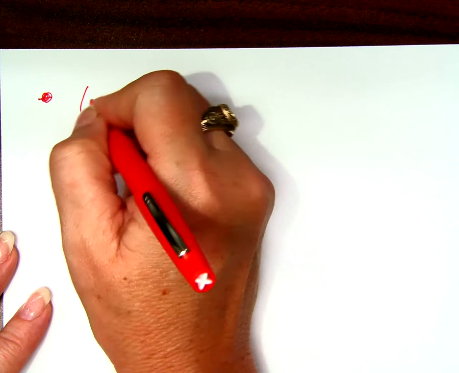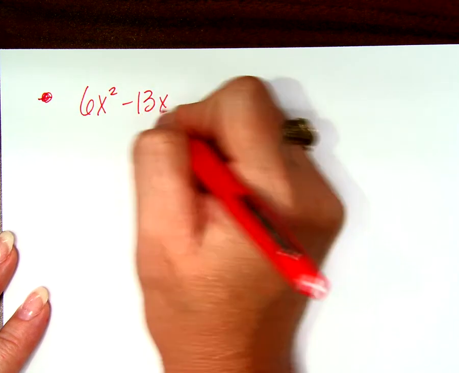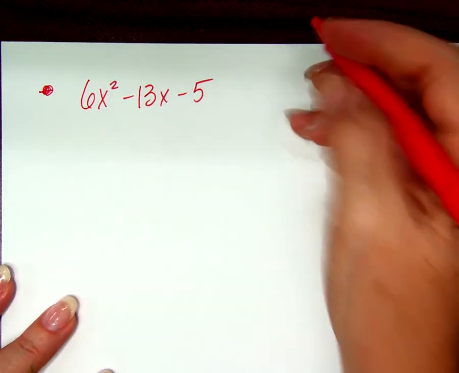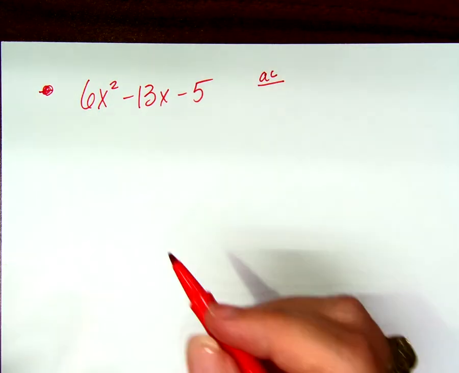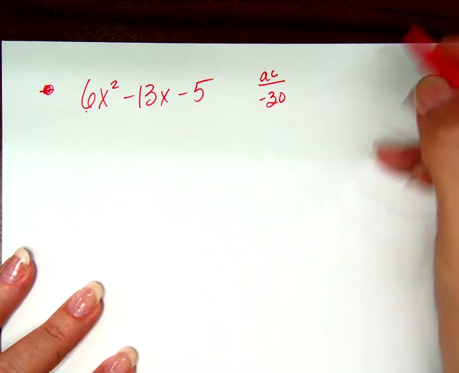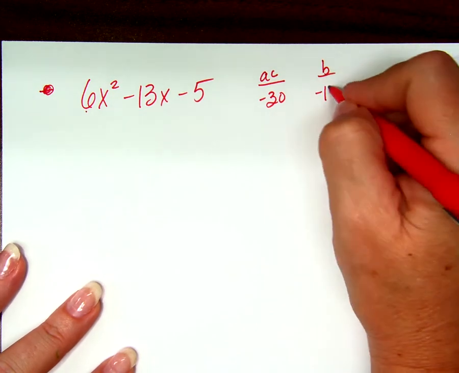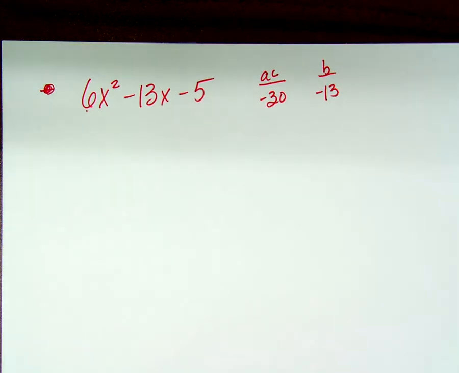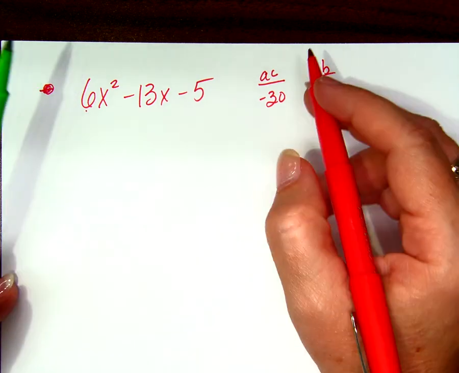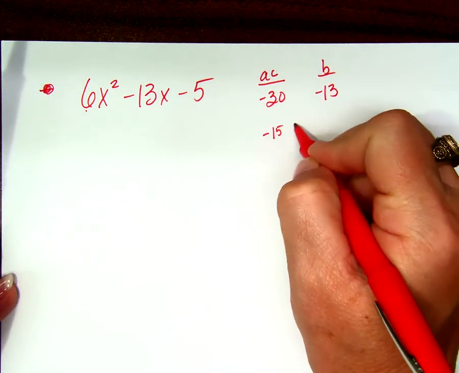Let's do 6x squared minus 13x minus 5. Do you remember how to do AC method on a trinomial like this? Find AC. What is AC? Negative 30. It's A times C. And what's B? Negative 13. So what two numbers multiply to be negative 30 and add to be negative 13? 15 and 2? What kind of 15 and what kind of 2? Negative 15 and positive 2, right?